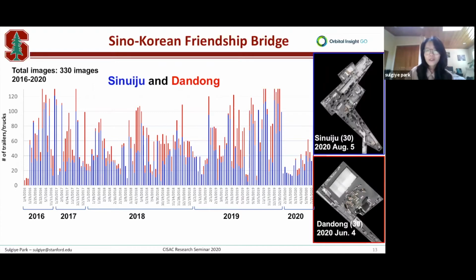Throughout, we see more trucks at the Sinŭiju North Korean warehouse. And notably, we see a pretty significant drop of truck counts on either side of the warehouses since 2020, likely due to the border closure from COVID-19.